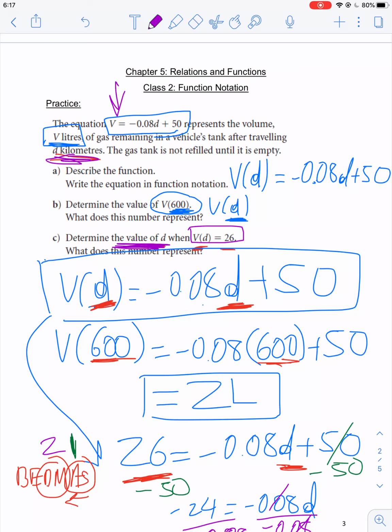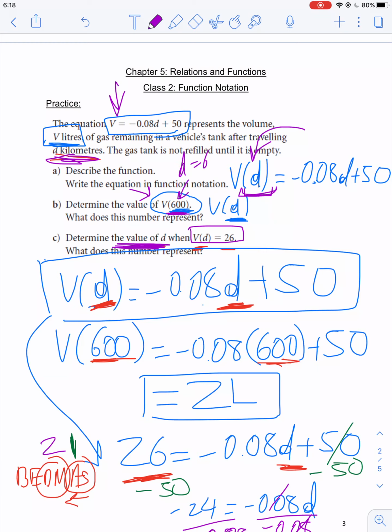So this is how you used to do it in grade 9. Now in grade 10, the only tricky part is that we're adding on the independent variable, just to tell you that this function is a function of D. And then they're going to throw things like this at you. So V of 600 means they're asking you to determine V of 600, which tells you that D is equal to 600.